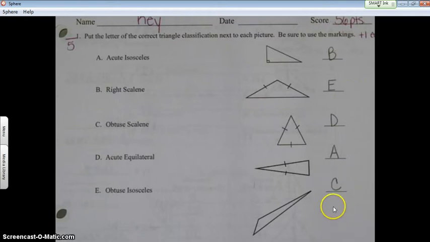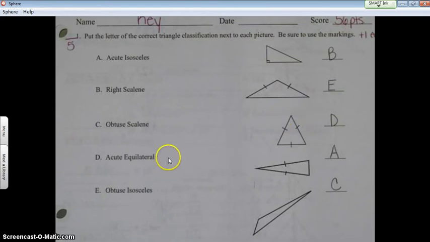This is just testing your vocabulary from section 4.1. This first one, nothing's marked, so it's scalene, and you see a right triangle, so that was your right scalene. This one you can tell is an obtuse angle, and it's got two congruent sides, so then that's obtuse scalene. All the sides are marked the same, so that's acute equilateral.